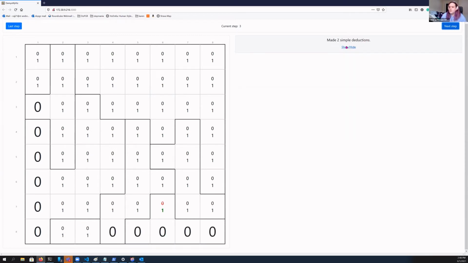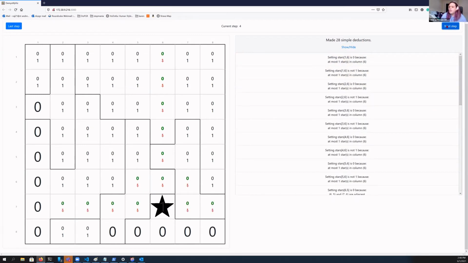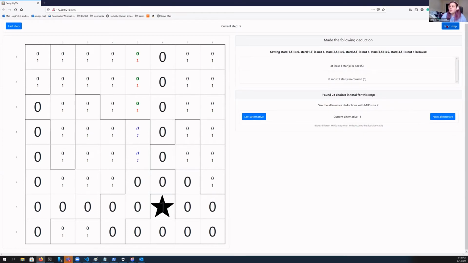Then it makes what it calls a simple deduction. So a simple deduction is something which only involves one of the constraints. So in this case, it's saying there has to be a star in that bottom box 7. So I'm going to make this 1 because there has to be a star somewhere in that box and there's only 1 place left. Then because there's a star there, there can't be another star in the same row or same column or next to it diagonally. So all of those get knocked out.